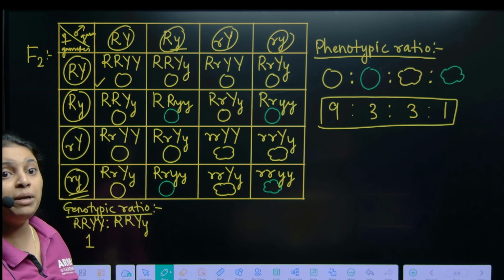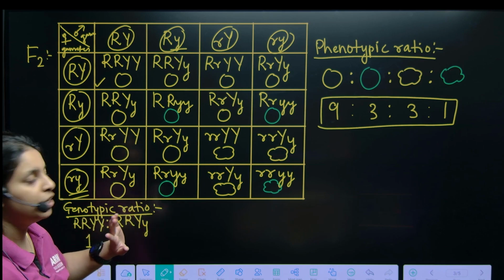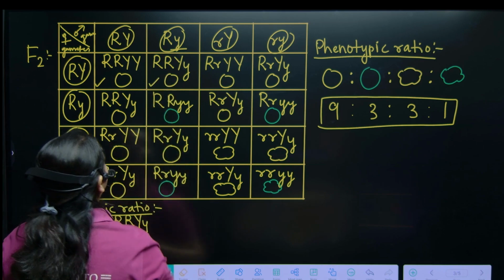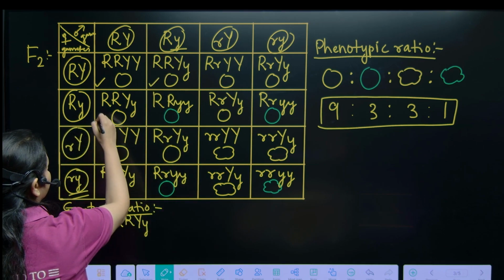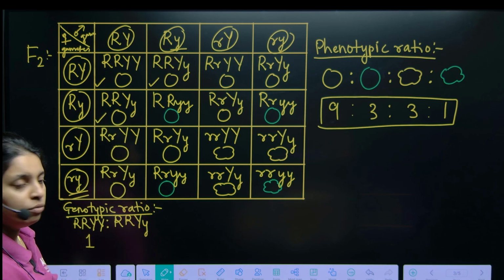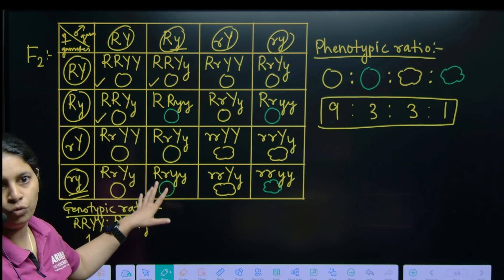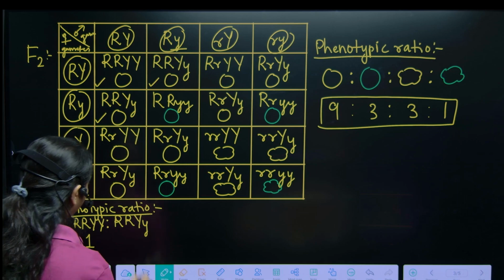Now, next one, capital R, capital R, capital Y, small y. Let's count how many plants with this genotype. So obviously this is one. Do we have more? Yes, here. So we have 2. Can you see more? No, we have only 2.